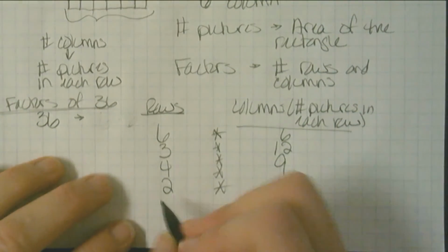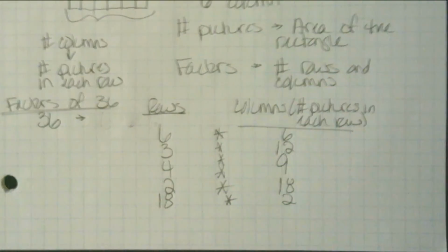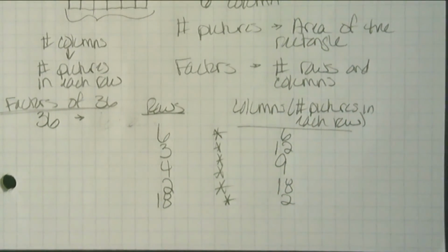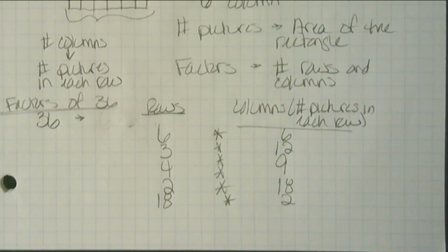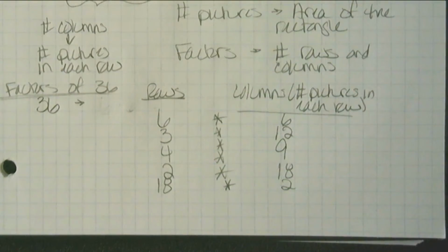Well, could I say 18 rows and 2 pictures in each row? So while those two are the same factors, because we're dealing with rows and columns, we can flip it and it looks totally different, doesn't it? So what's another set of combinations? Remember, these are all the possible combinations of how we can arrange them on a page.